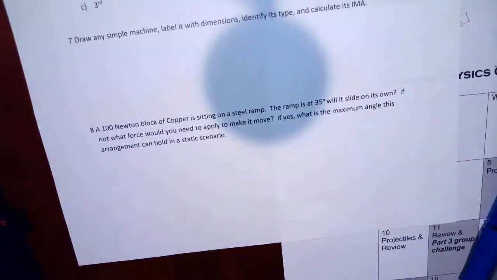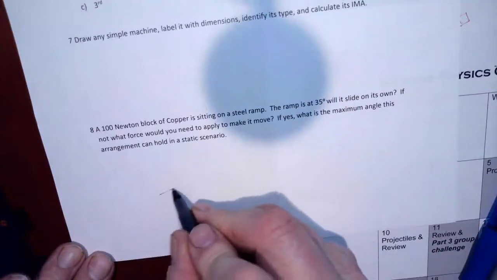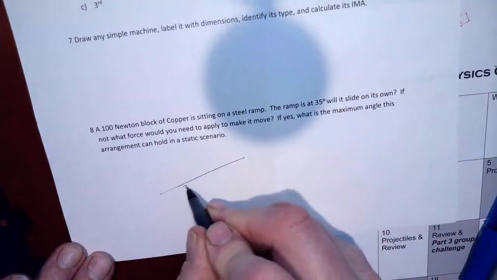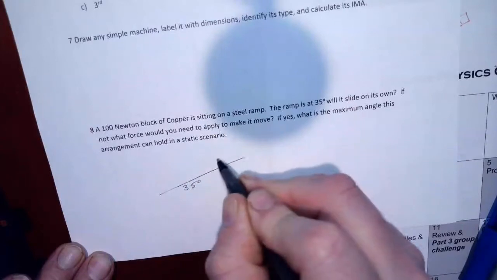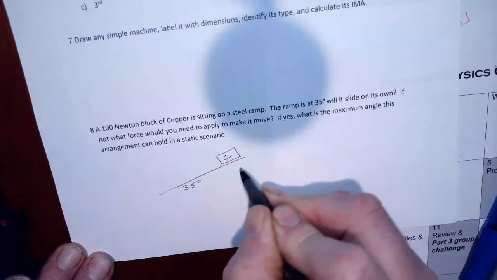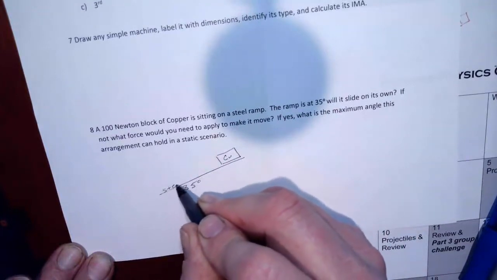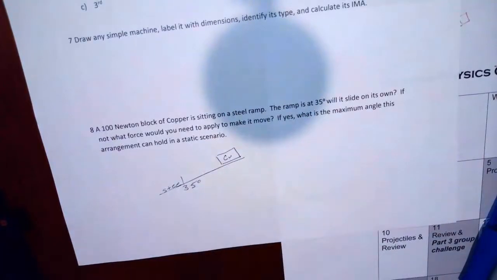A 100 Newton block of copper sitting on a steel ramp at 35 degrees. Draw the ramp. Theta is 35 degrees. Draw the copper block, right? Cu. And this is steel. All right, hopefully you can do that step without any help from me. Will it slide on its own? Well, this is step 3, right?